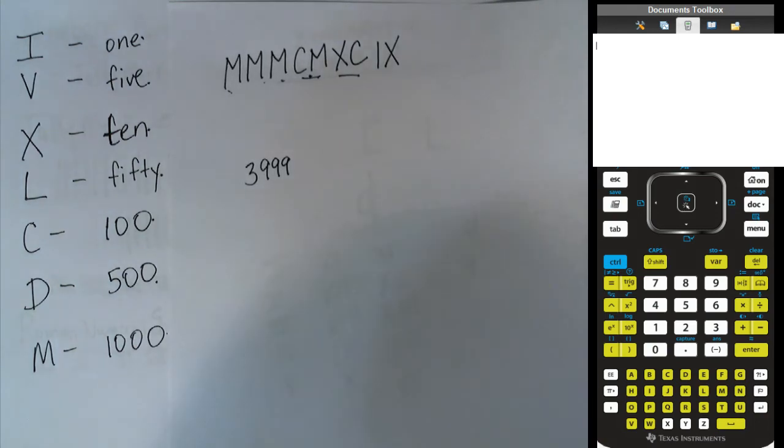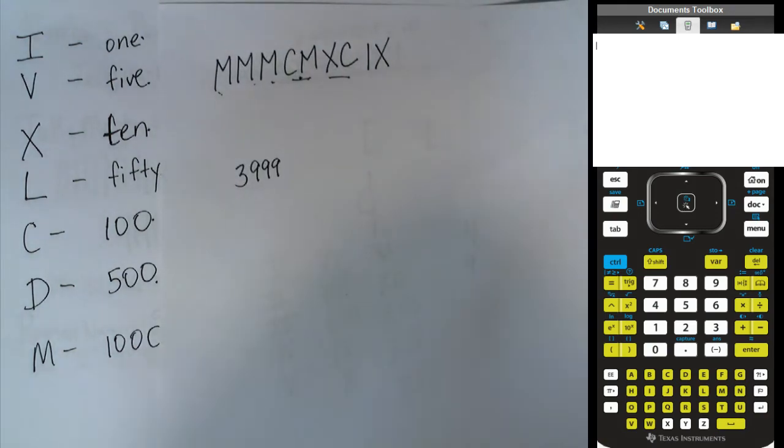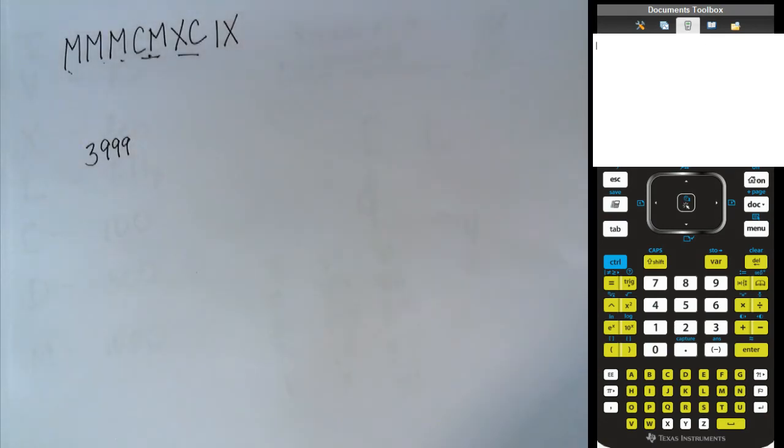And they decided, well, that's just not good enough. We need higher numbers, as our population is more than 3,999. We need a system of bigger numbers, and there's a lot of arguments on how this came about.